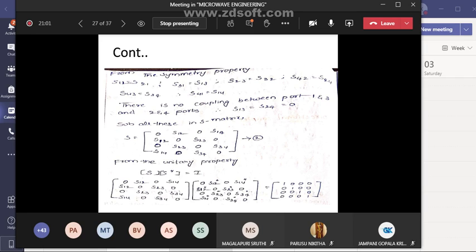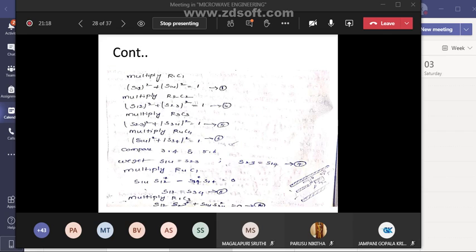So from the unity property, S into S complex conjugate equal to I, so 0 S12 0 S14, S12 0 S23 0, so 0 S23 0 S34, S14 0 S34 0, right? So from this we can write, so multiply R1 C1. If you multiply row 1 column 1, then we get S12 square plus S14 square equal to 1.